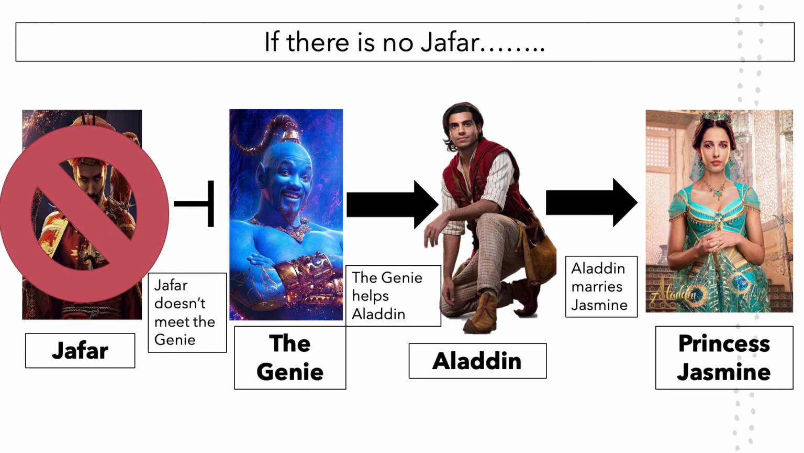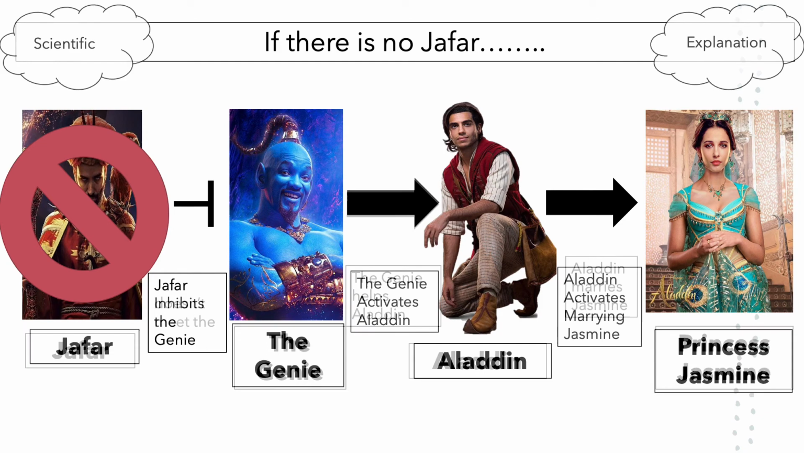If there is no Jafar, then Jafar doesn't meet the genie. Then that means that the genie helps Aladdin, and then Aladdin can marry Princess Jasmine. To explain this scientifically, Jafar inhibits the genie, the genie activates Aladdin, and Aladdin activates marrying Princess Jasmine.